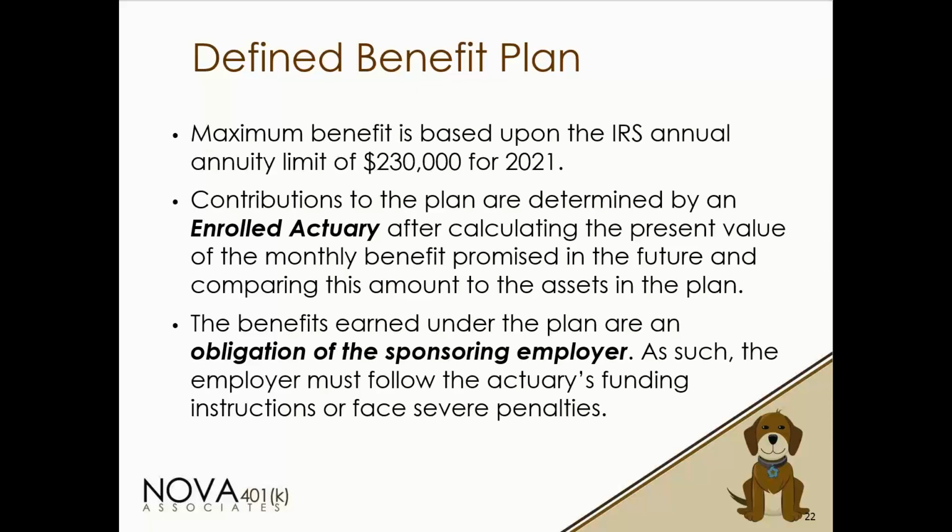Contributions to the plan are determined by the enrolled actuary after calculating the present value of the monthly benefit promised in the future, and then comparing that to the amount of assets in the plan. And the benefits earned under the plan are an obligation of the sponsor employer. As such, the employer must follow the actuary's funding instructions or face severe penalties.